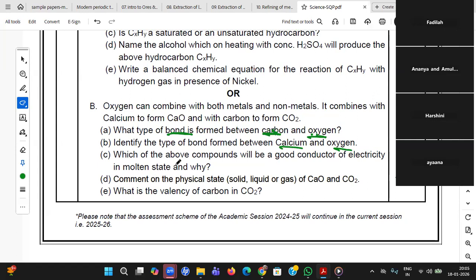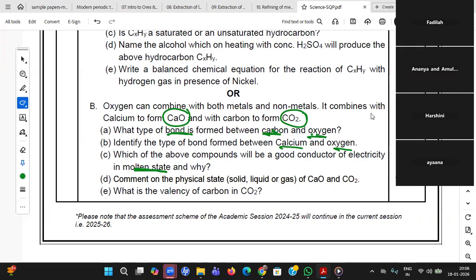Which of the above compounds will be a good conductor of electricity in molten state? You see, is it CaO or CO2? Student, CO2, both are non-metals. They can't be. Yeah, metals are good conductors. Metal oxide in a liquid form, molten state. Okay, so CaO is the right answer. Fourth one, comment on the physical state of CaO and CO2.